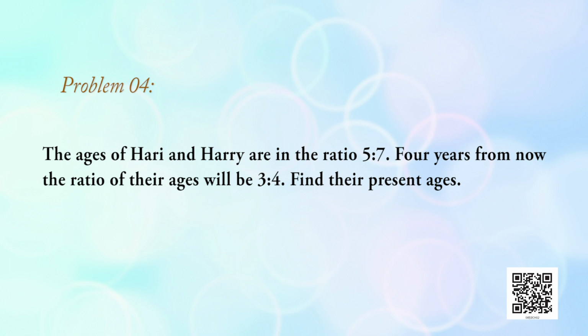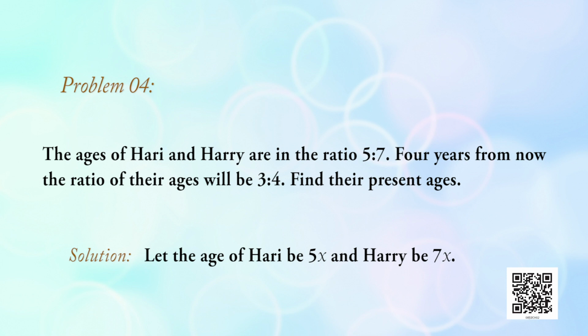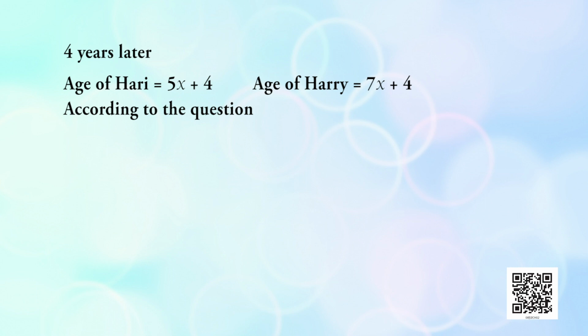By observing the given conditions, we can form the required linear equations as follows. Let the age of Hari be, by considering the ratios, 5x and Harry's age will be 7x. 4 years later, the age of Hari becomes 5x + 4, and the age of Harry becomes 7x + 4. According to the question, at that time the ratio becomes 3/4, hence we can write it as (5x + 4)/(7x + 4) = 3/4.